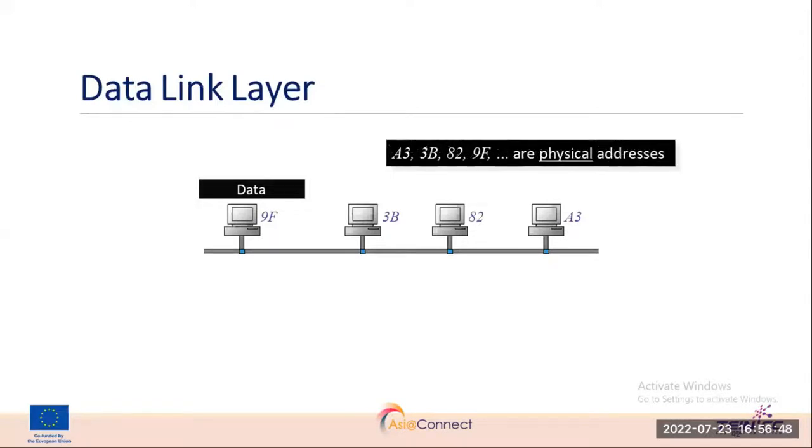At the data link layer, here I have four devices which have physical addresses A3, 3B, A2, and 9F. Data will move from 9F to A3. This is the header.